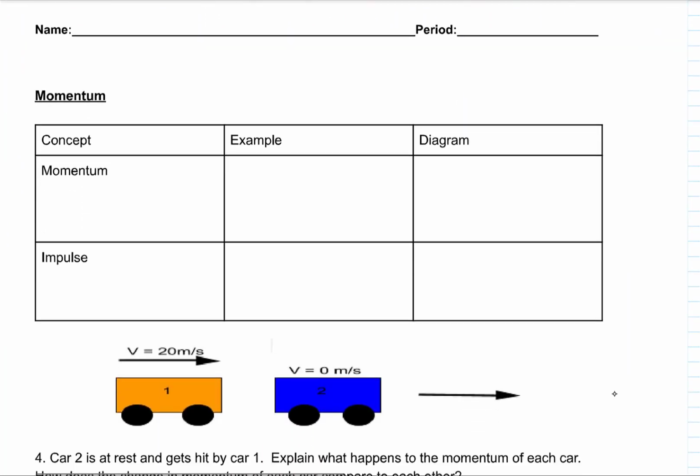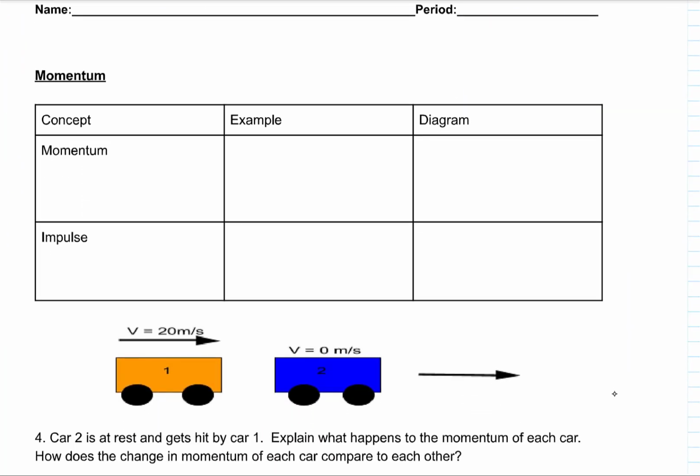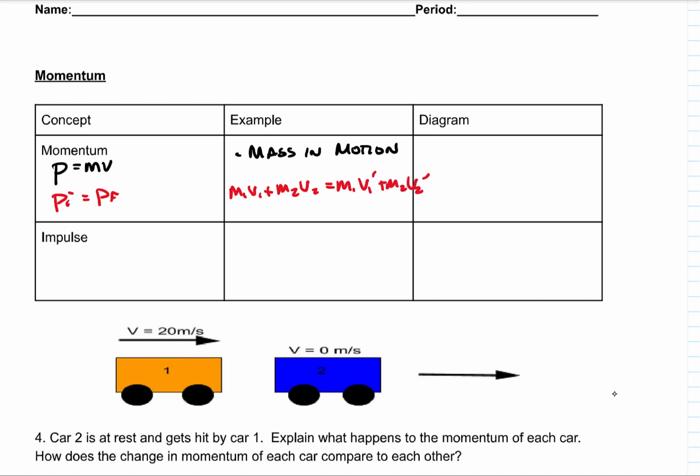All right, we're going to talk about momentum a little bit. This is also going to be on our test. So for momentum, momentum is equal to mass times velocity. This is mass in motion. One of the things that's important about momentum is that we said it was conserved. P initial is equal to P final. That means m1 v1 plus m2 v2 equals m1 v1 prime plus m2 v2 prime. Or sorry, v1 initial, v2 initial, v1 final, v2 final.